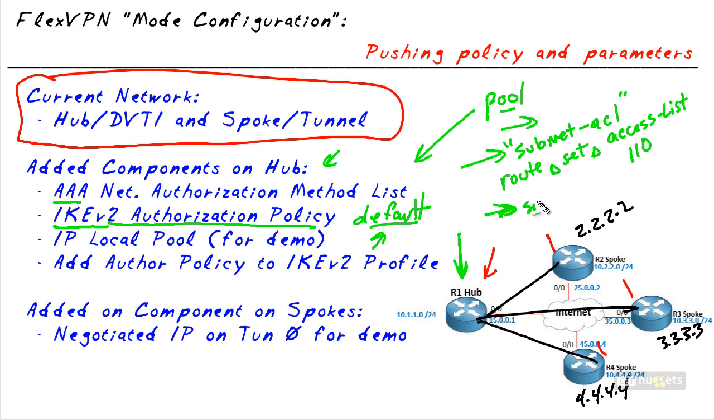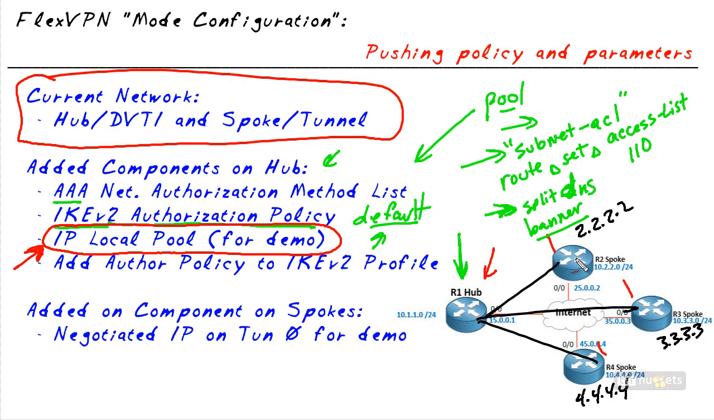We could also push out the split DNS information. We could push out a banner message, which in our case wouldn't make a lot of sense for our spokes, but if we had a remote access IPsec VPN client that was connecting in, and we wanted to push out a banner message that the user would see, it's all possible as part of our IKEv2 authorization policy. For our demonstration, we're going to create a local pool of addresses, and then we'll hand those out to our clients, the spokes in this case, so that each of the spokes, when they're negotiating, will receive a negotiated IP address that they can use on their tunnel interfaces.